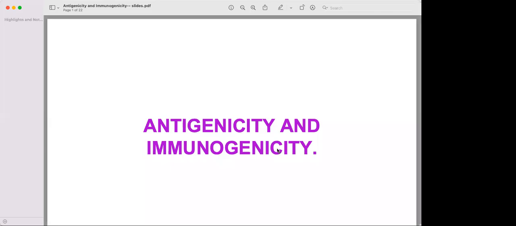series that you are undertaking. One of the topics to cover is antigenicity and immunogenicity, building from the topics which you have learned previously.